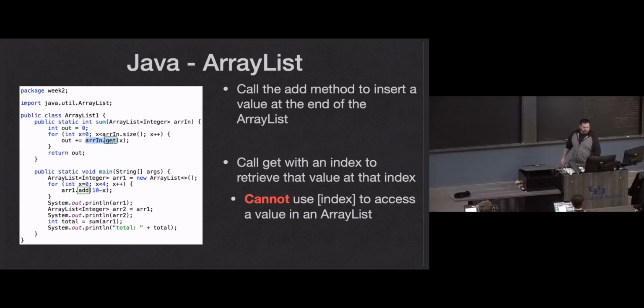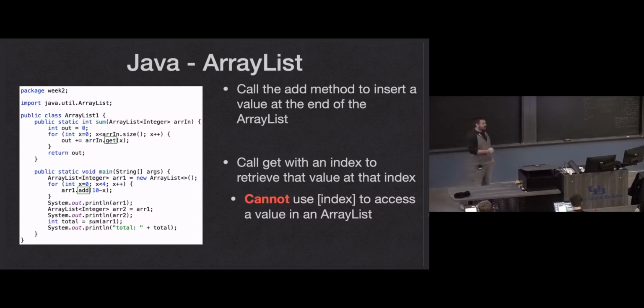If we want to get a value at a specific index, we use .get, and then the index that we want to retrieve. So when x is 0, this is going to get the value stored at index 0. If you want to get the third element out of an ArrayList, you call .get of 2, and it's going to return that third value. So very similar to what you've done before.